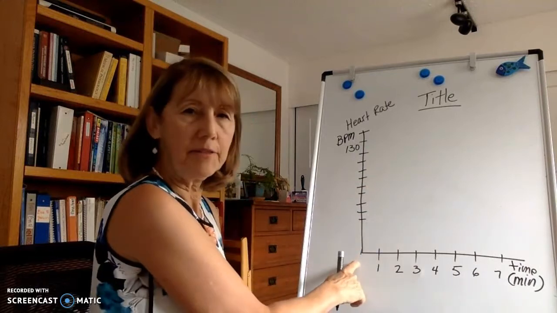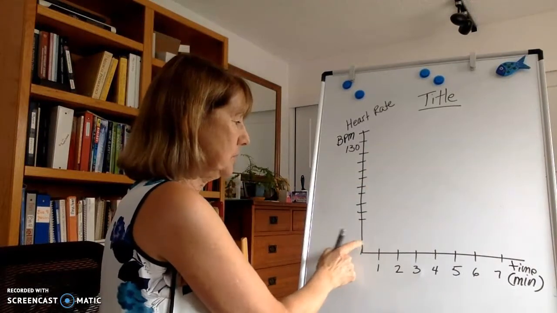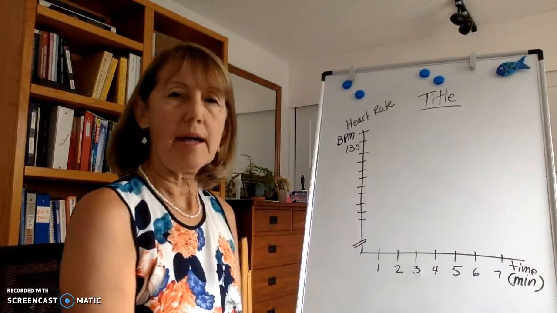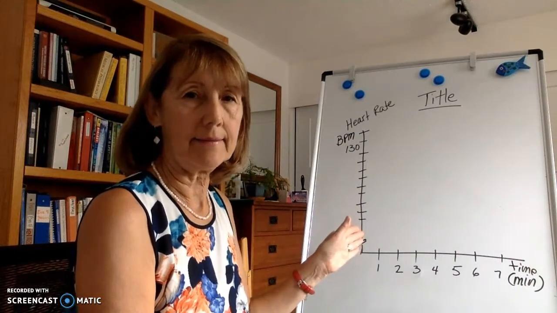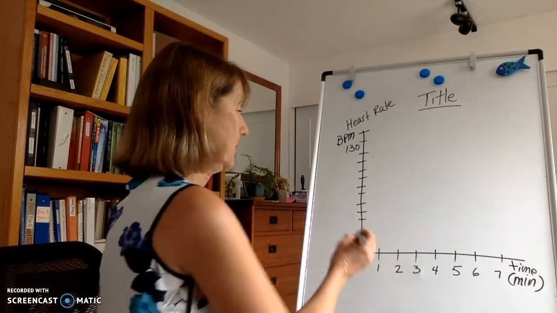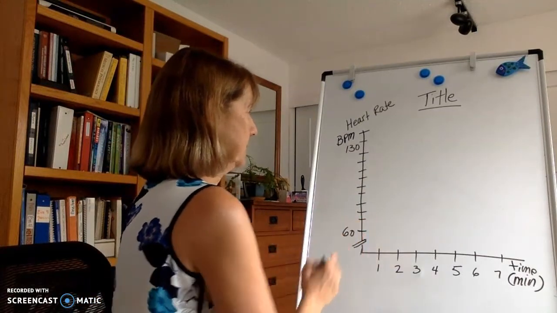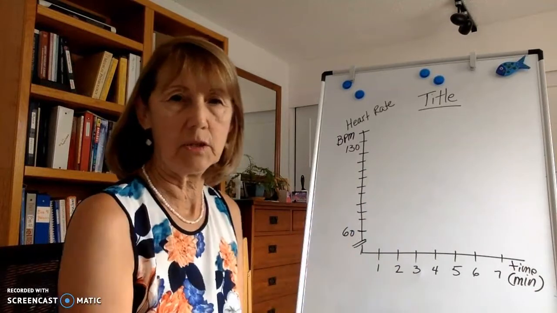But this does not have to be 0. You can just do a hash mark there and indicate that you're breaking that axis. And so it's not going to go down to 0. Maybe it's going to go down to something like 60. Okay, so you'll have to measure that. I just sort of did it quickly.